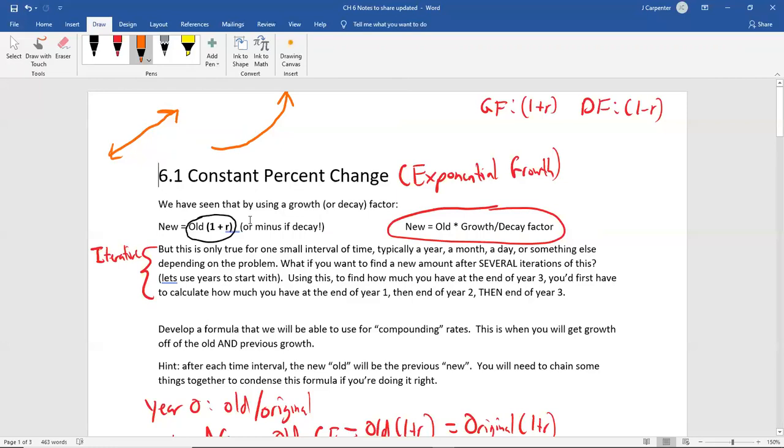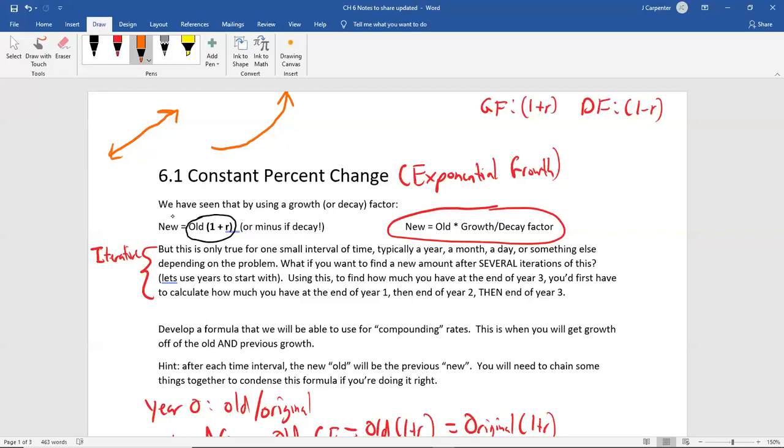Okay, so we saw in the last chapter that if you grow based on a certain value, if you have a growth rate, like 3% in a year, 5% in a year, then you can find the new amount based on the product of the old amount and the growth factor. This 1 plus r is what we call a growth factor. Or 1 minus r, if we're losing, then we call it a decay factor. So growth factor, which is what we see a lot more of in this class, is 1 plus r. Decay factor is 1 minus r.